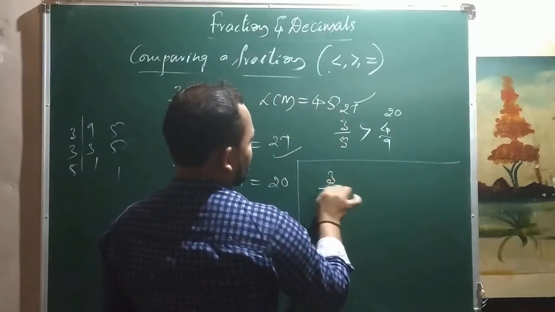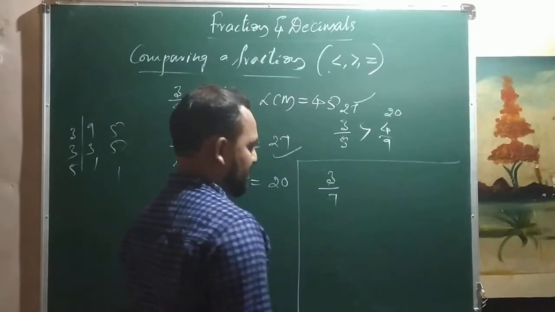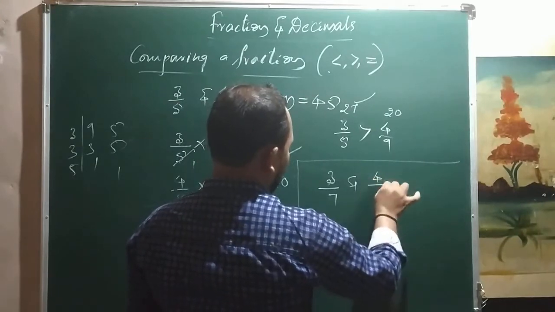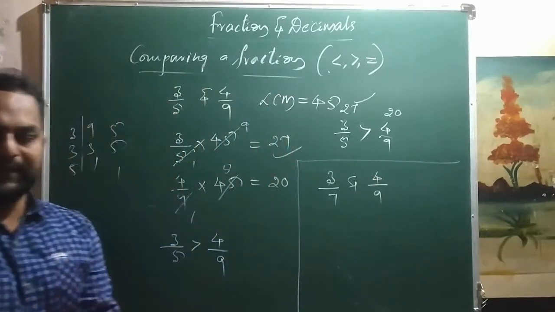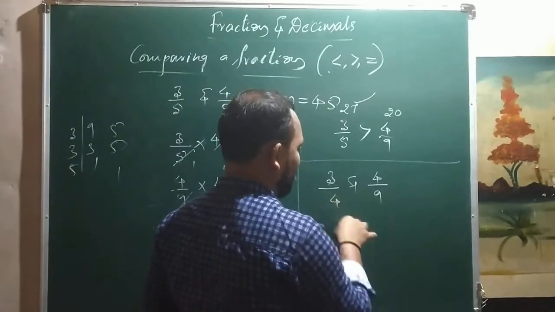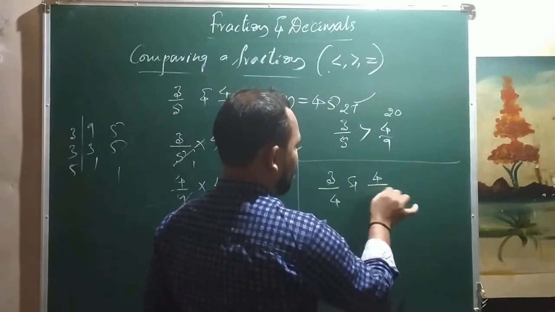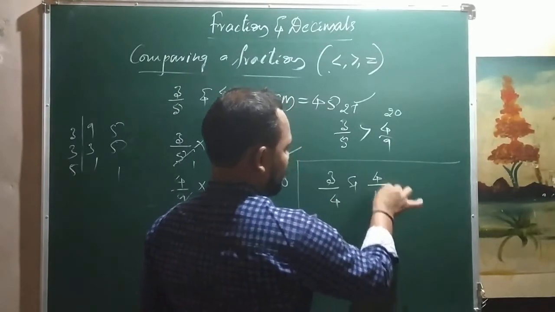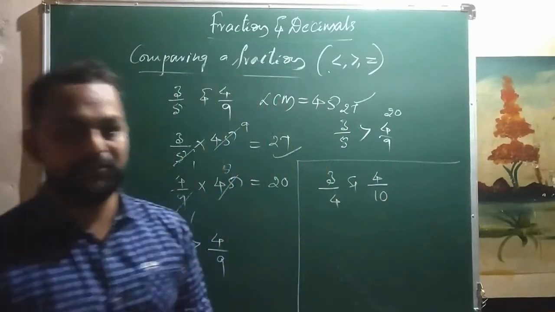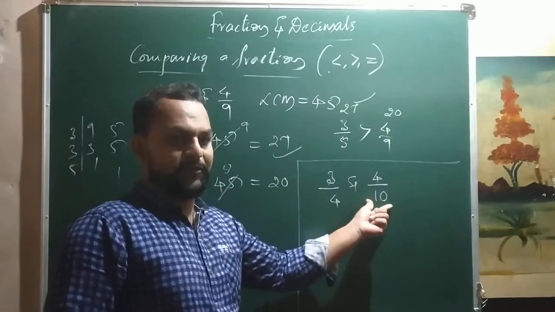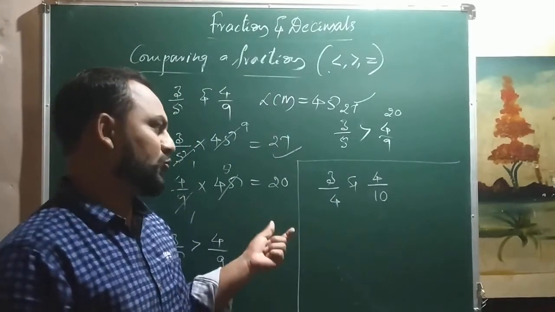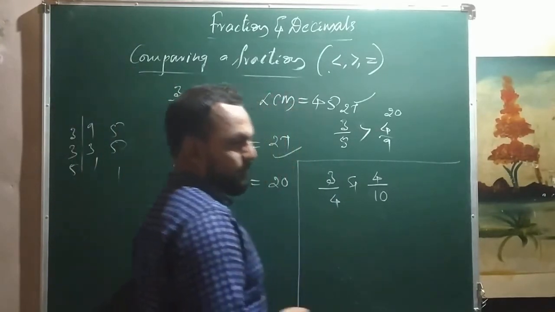Here 3 by 7 and 4 by 9. Or 3 by 4 and 4 by 10. These two are composite numbers. They have more than 2 common factors. The 4 and 10 are the composite numbers.